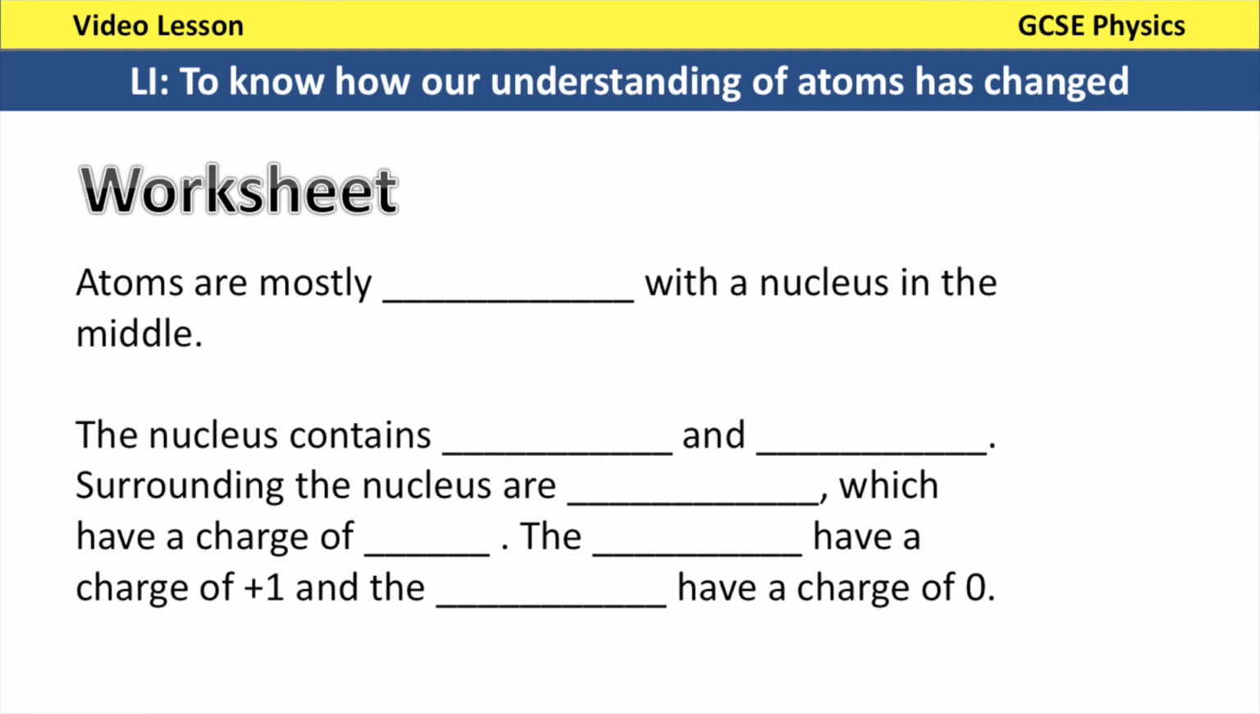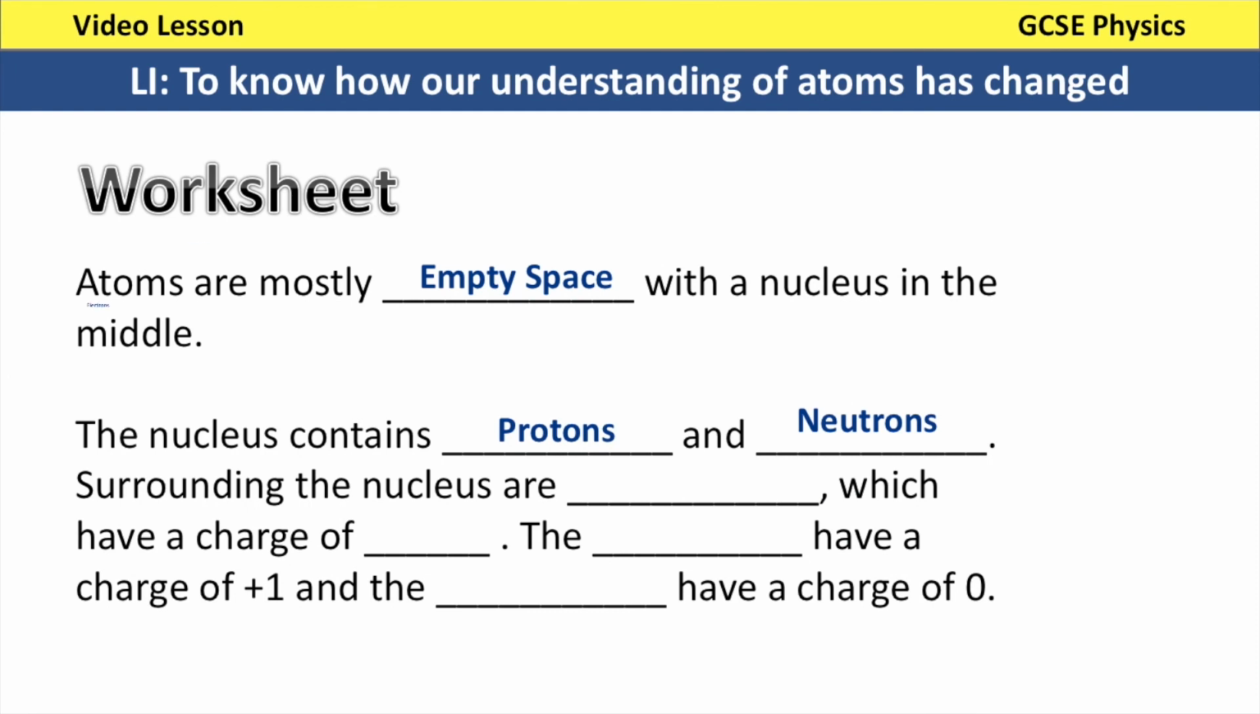So atoms are mostly, of course, empty space with a nucleus in the middle. I'd like you to be using the phrase empty space as well. Don't try and paraphrase that. Empty space is the exact way we should be phrasing this. The nucleus, of course, contains protons and neutrons. It doesn't matter which order you put those 2 words in.